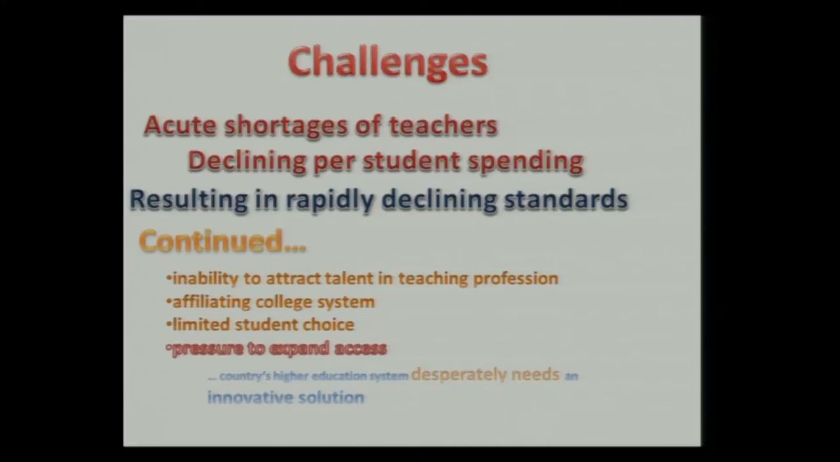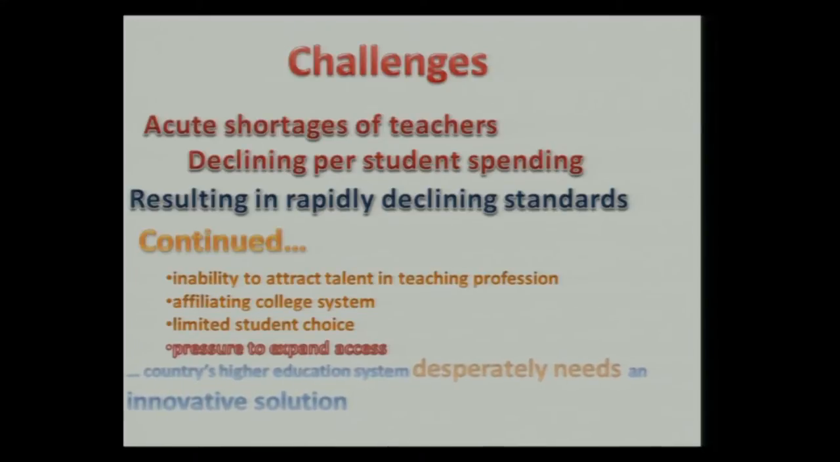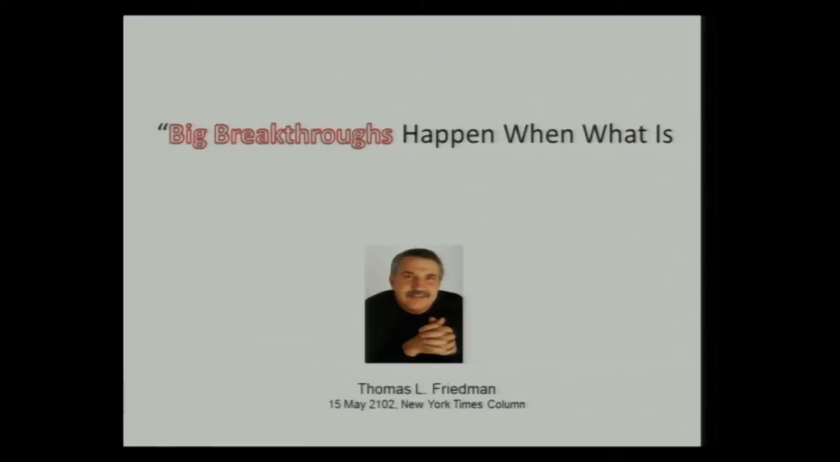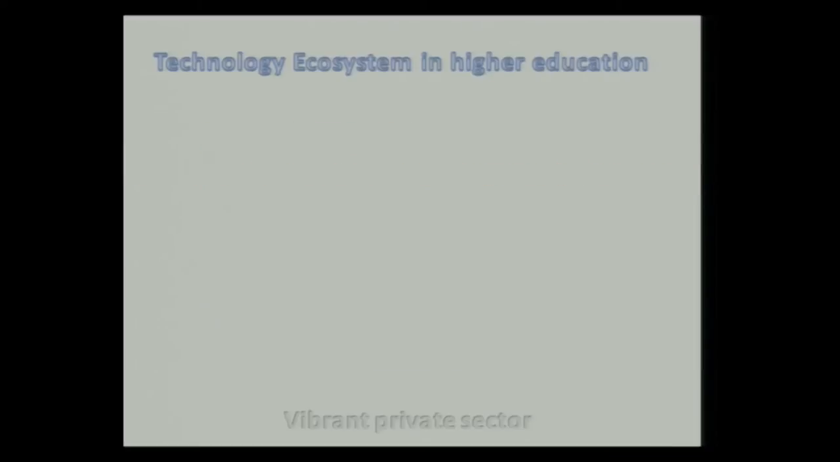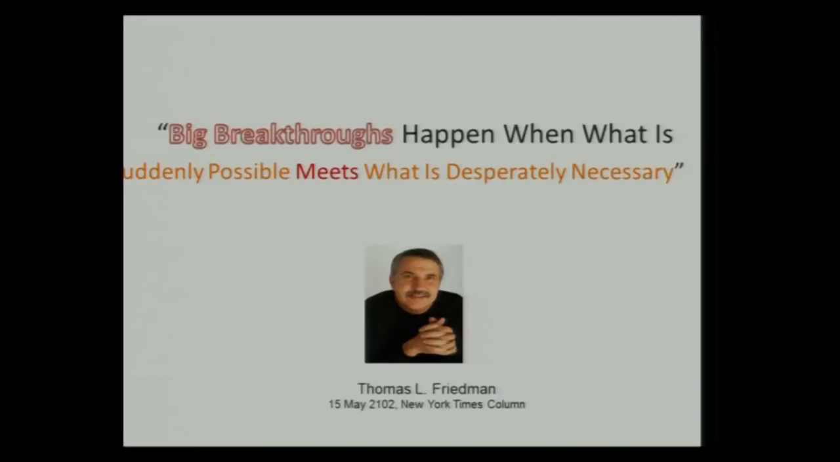So what do we need? I think the country's higher education requires some innovative solutions. It is desperately needing an innovative solution if we want to move forward. Now, this is a quote, Anup, you gave this quote. This is Thomas Friedman in 2012: The big breakthroughs happen when what's suddenly possible meets what is desperately necessary. What is desperately necessary in the country is innovation in the education, higher education space.